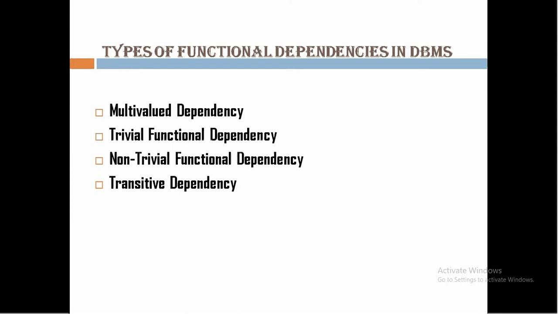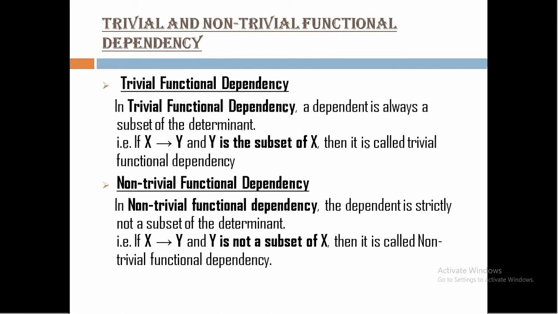There are various types of functional dependencies in DBMS. These are multi-valued, trivial, non-trivial and transitive dependency. Trivial dependency means if X → Y and Y is a subset of X, then it is called a trivial functional dependency. And non-trivial means if X → Y and Y is not a subset of X, then it is called a non-trivial functional dependency.